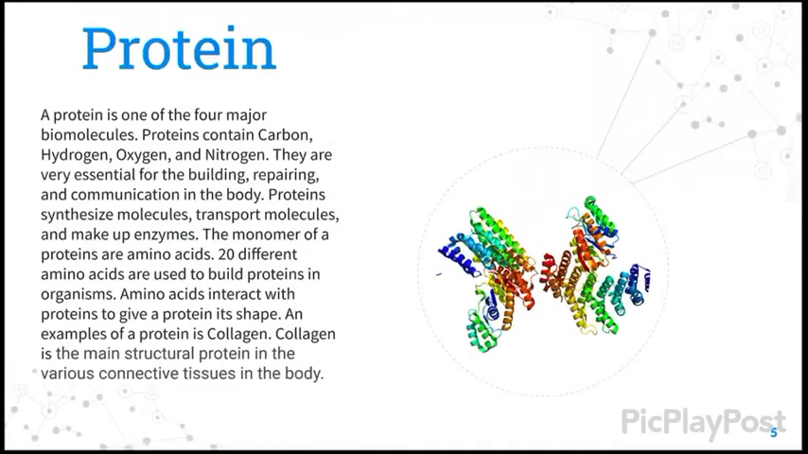Twenty different amino acids are used to build proteins in organisms. Amino acids interact with each other to give a protein its shape. An example of a protein is collagen. Collagen is the main structural protein in the various connective tissues in the body.